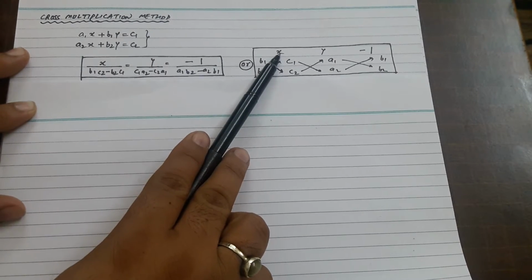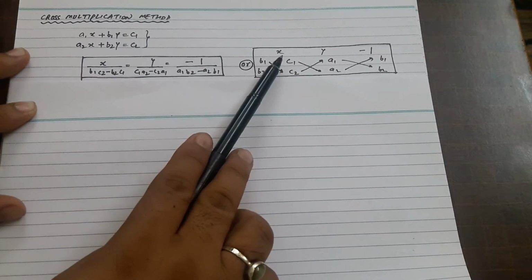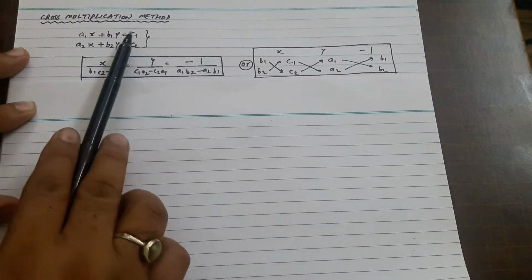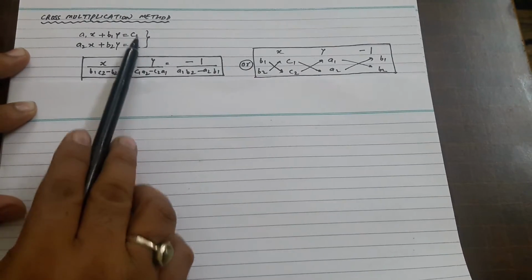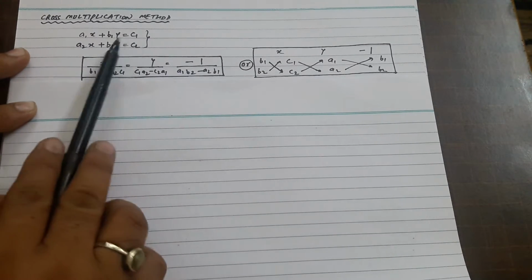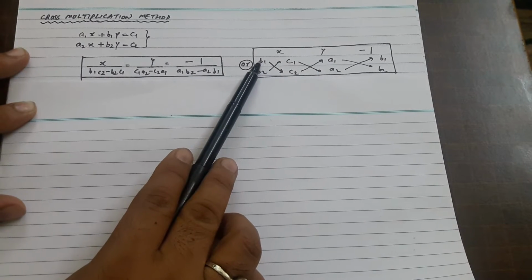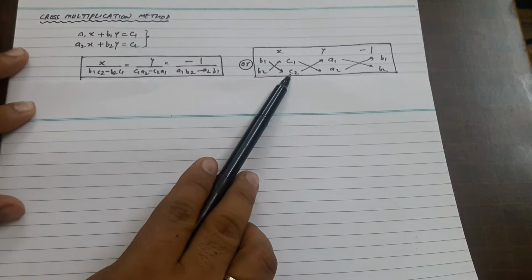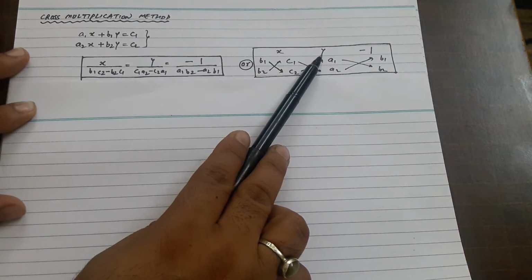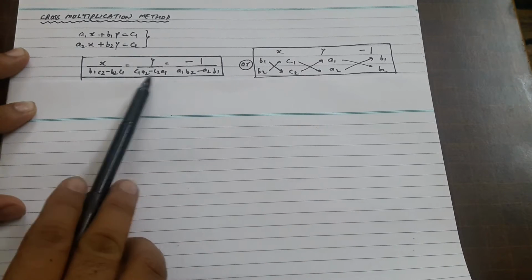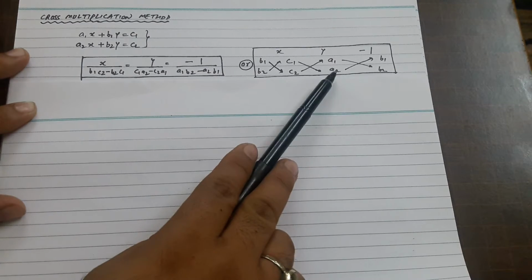Then below x we write b1 and b2, that is the coefficients of y. Below y we write the constant parts c1 and c2. Then similarly we make a cycle: b1 b2 c1 c2, then a1 a2, and then finally b1 b2. Now we multiply b1 into c2 minus b2 into c1 to get this formula here. Similarly y upon c1 a2 minus c2 a1, look here, the same term. Similarly minus 1 upon a1 b2 minus a2 b1.